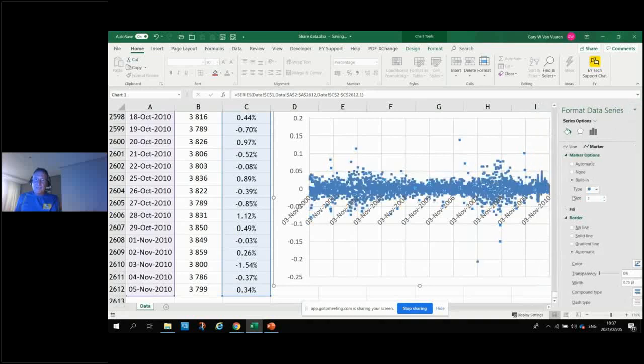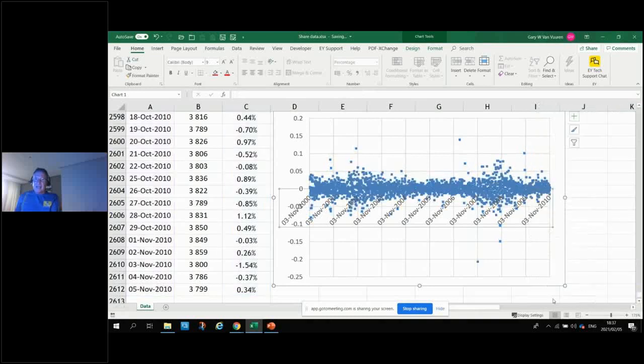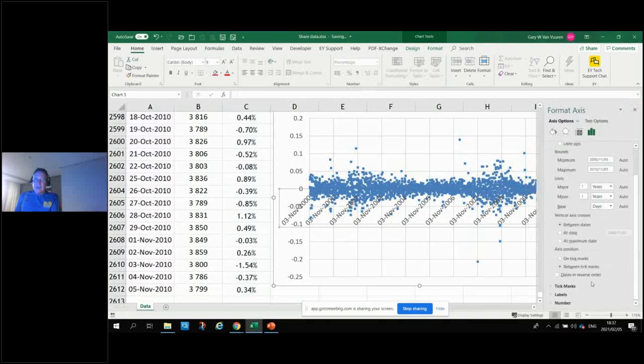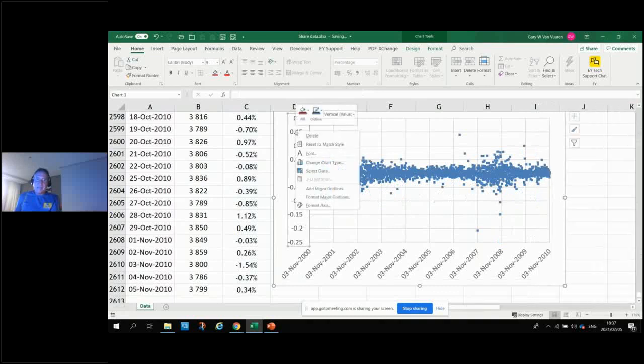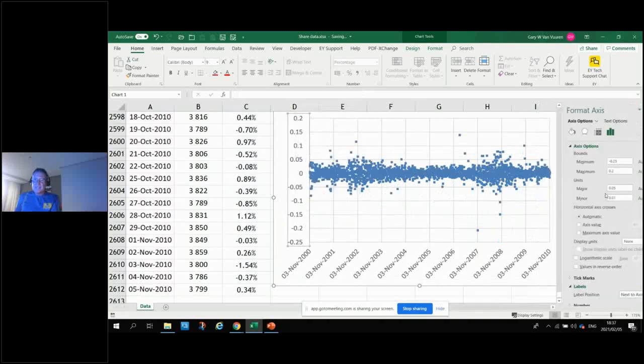Okay, so there are my returns. I'm also going to get the dates out, move them a little bit down. Labels, I'll move them low, and there we go. So you can see, let's format this axis as well. Let's make it a percent.